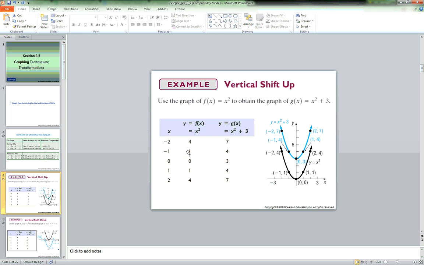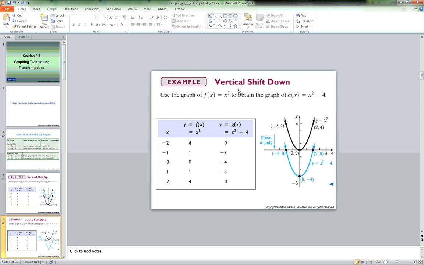You don't have to put this table, but this table tells the story. If I put -2 into my square function, I get out 4. But if I put it into this function, I would go 4 plus 3, so that takes this coordinate and moves it up 3 points. And it actually does that to every coordinate. So this is a vertical shift up of 3. Make sure you have this graph on your paper. You can keep the same graph for the next example problem.